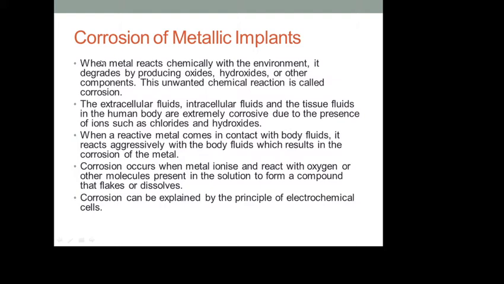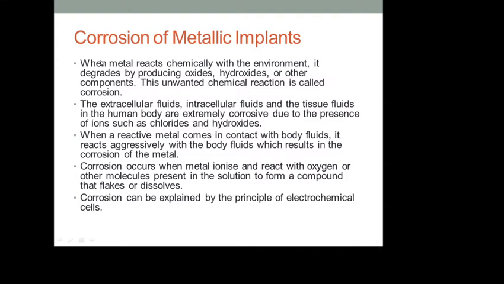When a reactive metal comes in contact with body fluid, it reacts aggressively because the free electrons would like to form bonds with the negatively charged ions and then enter a stable state. This reaction results in a compound that ultimately leads to the corrosion of the metal. Corrosion occurs when metal ionizes and reacts with oxygen or other molecules present in a solution to form a compound that flakes or dissolves. So either it comes out as flakes or it dissolves completely in the fluid surrounding it.